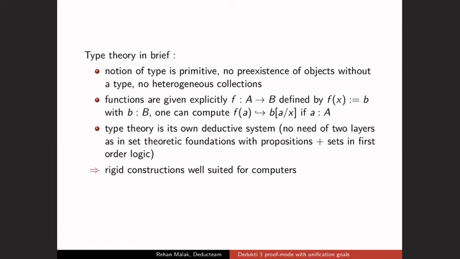So let's say a few words about type theory. In type theory, the notion of type is primitive. There is no pre-existence of objects without the type. There are no heterogeneous collections. And functions are given explicitly, contrary to the set theoretic world where functions are defined as functional graphs.